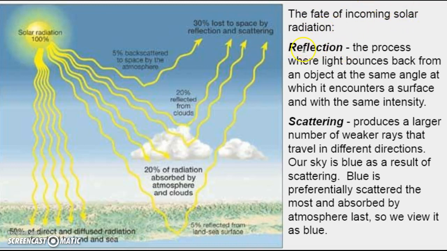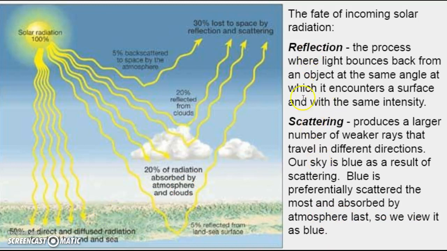Some of the light is reflected, some of it is scattered, some of it is absorbed. Reflection is the process where light bounces back from an object at the same angle in which it encounters a surface with the same intensity. Scattering produces a larger number of weaker rays that travel in different directions. Our sky is blue as a result of scattering. Blue is preferentially scattered the most and absorbed by the atmosphere last, so we view it as blue.